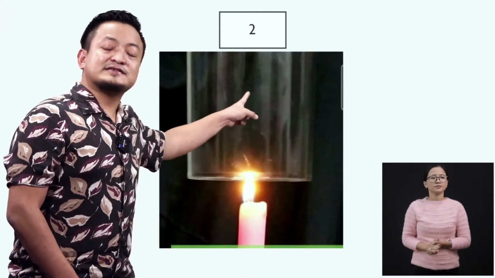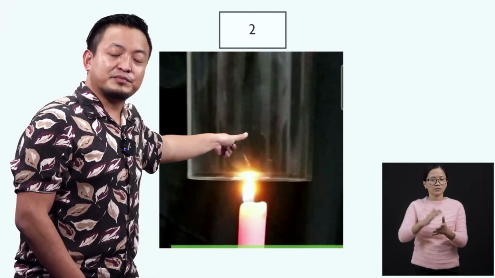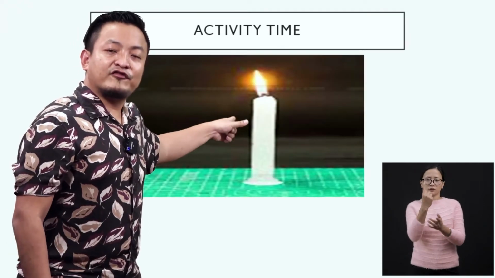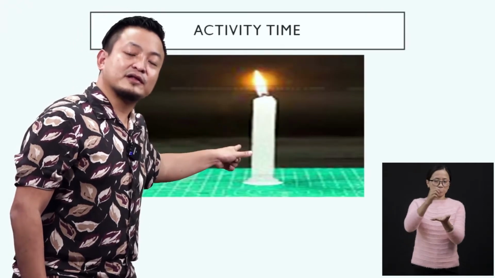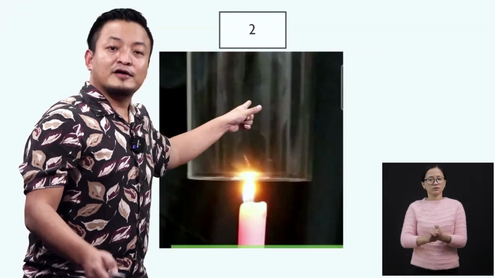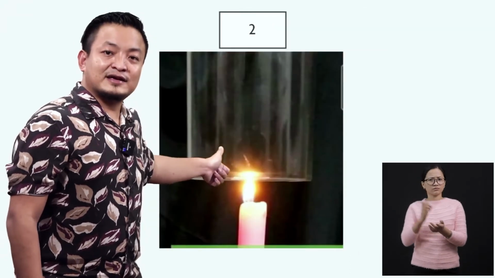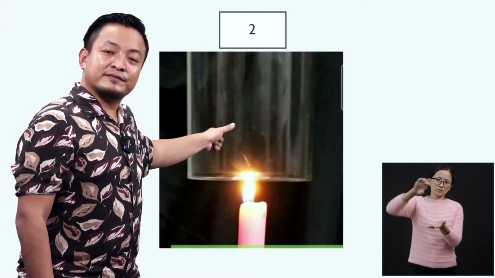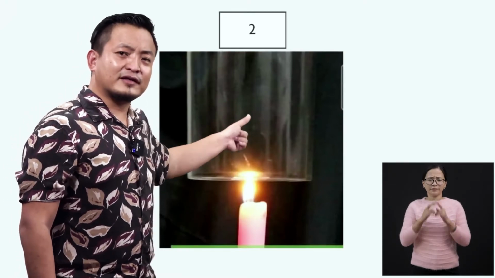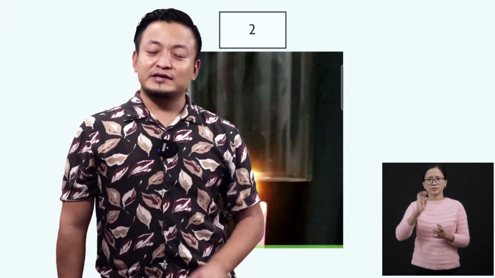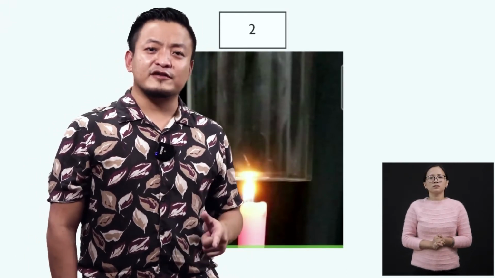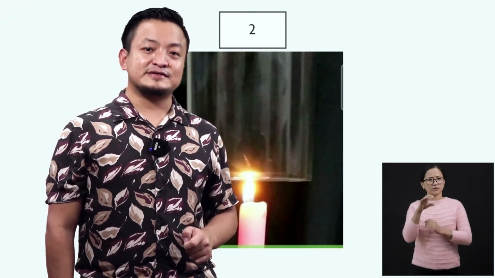So this is the second step that you have to do. Very simple. The first step, we have to light the candle and fix it on a table. The second step, we need a glass, and we have to cover this candle. Now this is very simple, right? The third thing is we will observe. Let's observe what changes will take place.